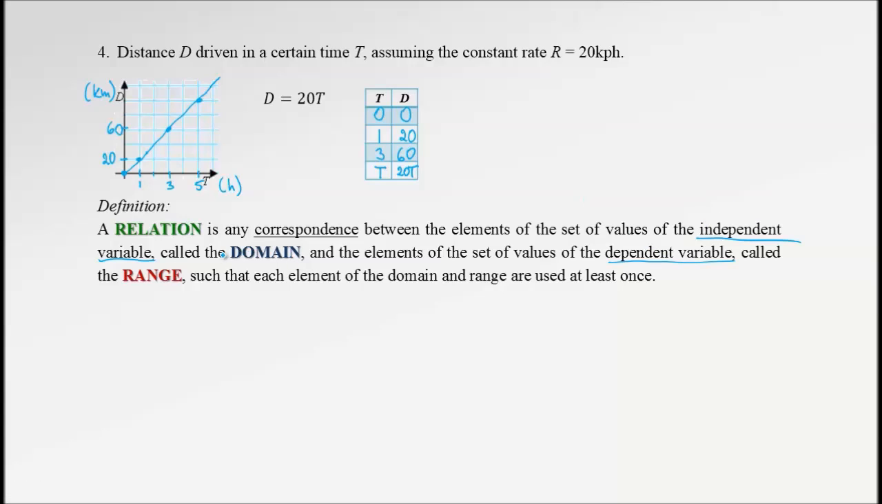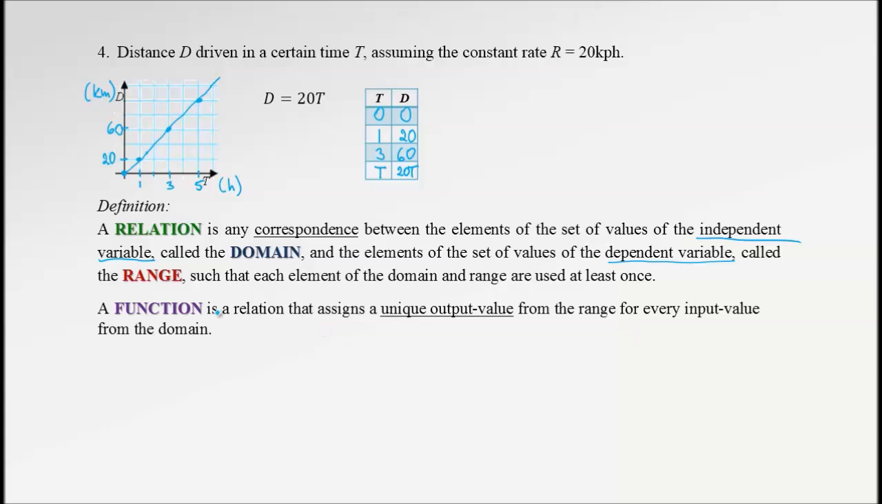Now the set of independent variables is called domain. That's the set that we pick our input from. And the set of dependent variables is called range. That's the set that we pick the values from. If a relation has such a property that for every input from the domain it assigns a unique output value from the range, then such a relation will be called a function. And example 4 represents actually a function because for every input we have exactly one output.